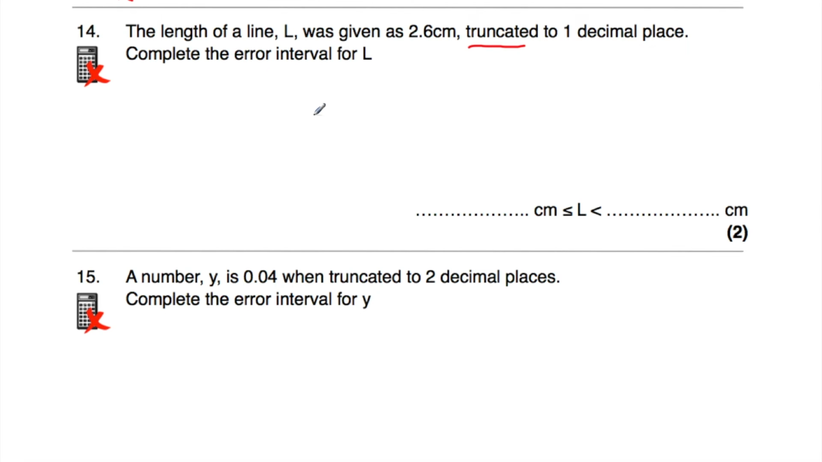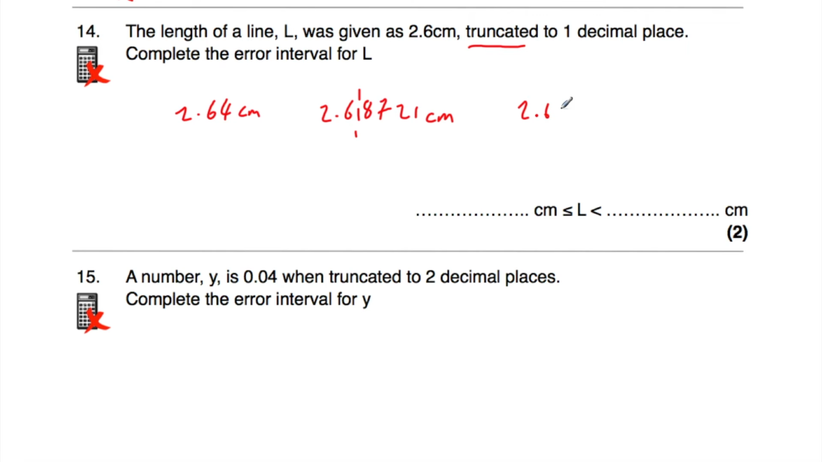So truncated is where whenever we have a number with decimal places, we just ignore the decimal places after a certain decimal place. So we've truncated this to one decimal place. That means we've written 2.6 and we've just ignored what comes after that 6. So it could have been, for instance, 2.64 centimeters, but we're just ignoring this 4. So we're just writing down 2.6. It could have been 2.68721 centimeters. And again, we're just ignoring anything after that first decimal place. So we just write 2.6.